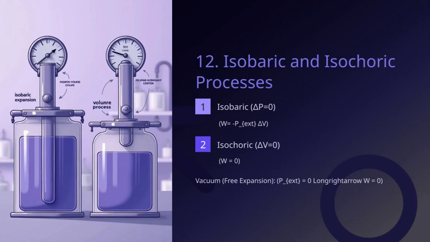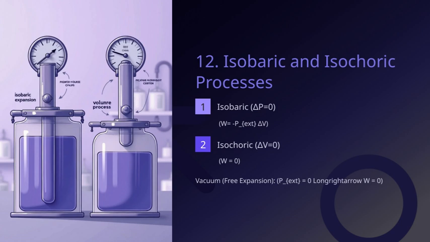Let's take a look at some specific processes now. First, consider vacuum or free expansion, where the external pressure is zero. In this case, since there's no external work done, we say W equals zero. Essentially, the gas expands into a vacuum without doing any work on the surroundings. Next, we have the isochoric process, which is characterized by a constant volume. Since the volume doesn't change, the work done is zero because work is related to volume change.